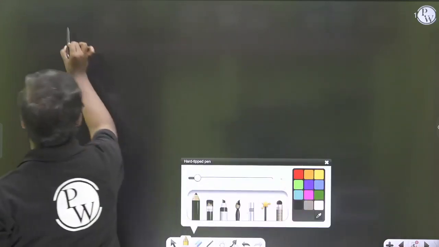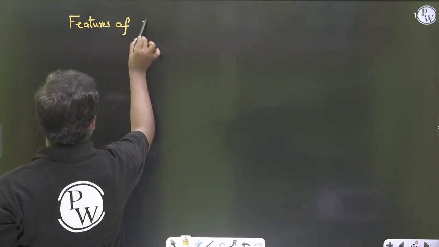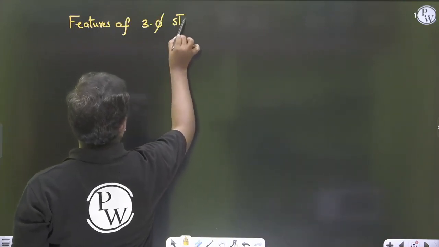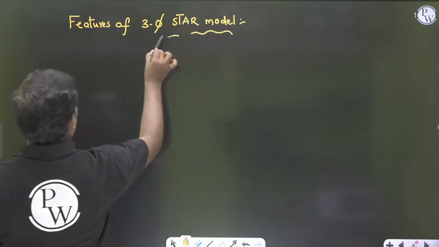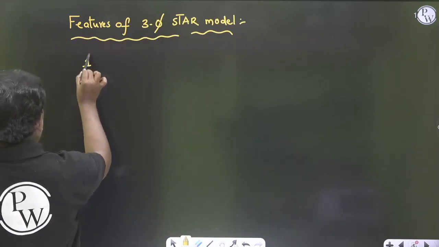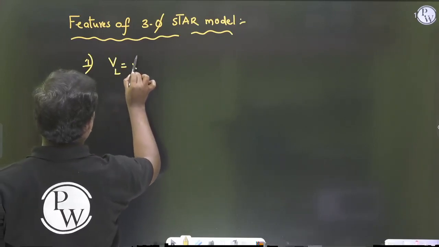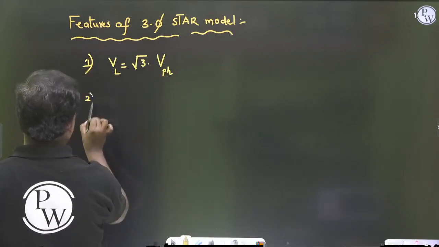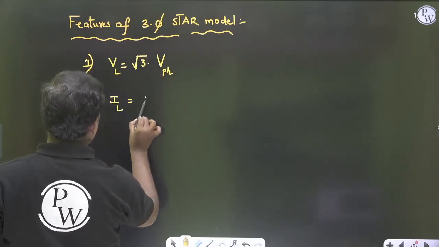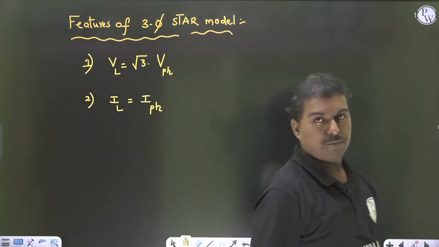So what are the features of the 3-phase star model? There are certain points here. The first point is the line voltage will be √3 times the phase voltage. Second, the line current and the phase current are equal.